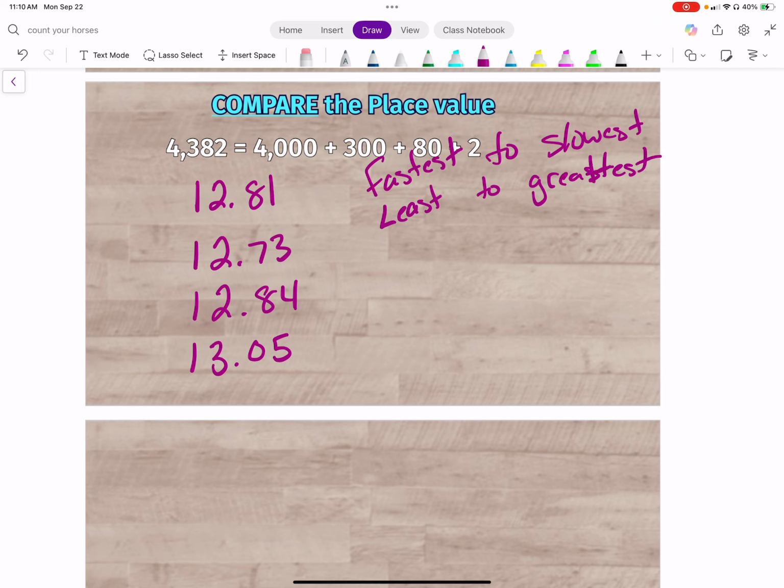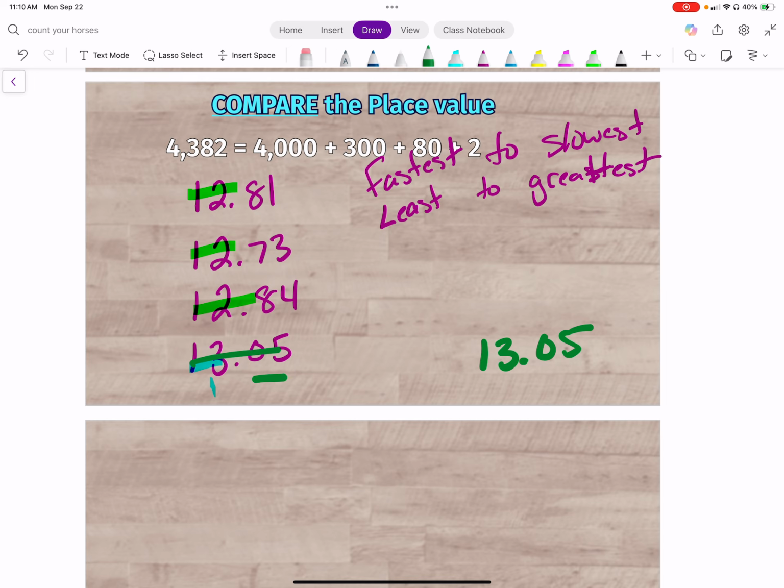Oops, I can't spell. Okay. So let's look at least to greatest. Well, in our whole numbers here, we've got 12s and we've got 13. Well, the 13 is bigger than the 12, so to me that's going to go at the bottom, because I know that 13 is bigger than 12. So I got that one taken care of.